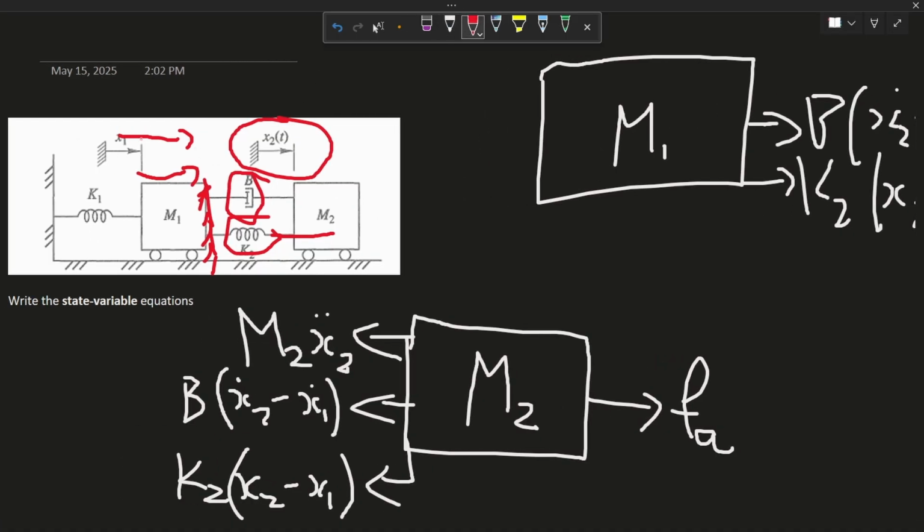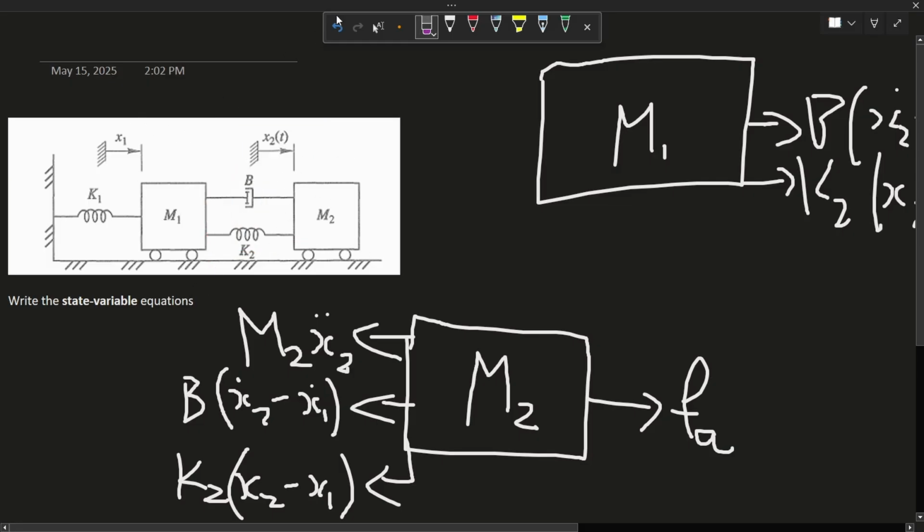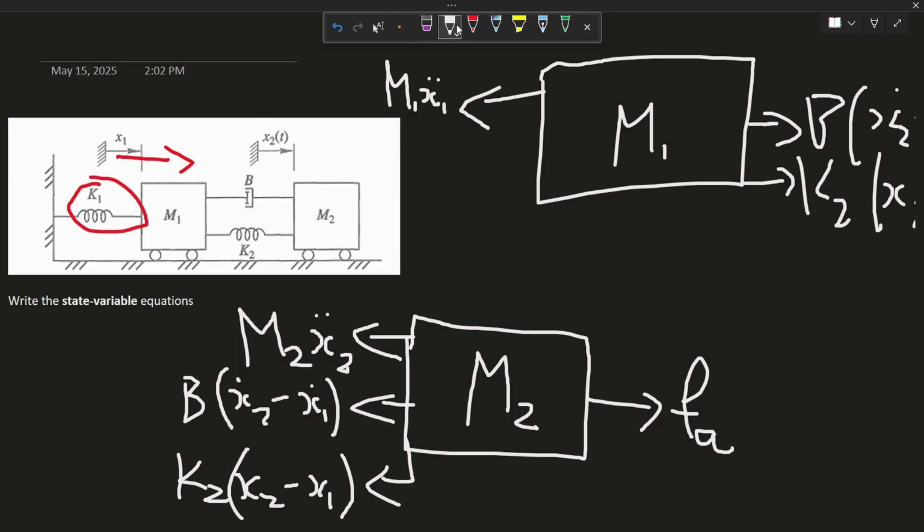Since this object is moving towards the right, its inertia force is going to act in the opposite direction to that: M1 x1 dot dot, which is the acceleration. And then finally k, like I said, 90% of the time it's going to pull objects towards itself.